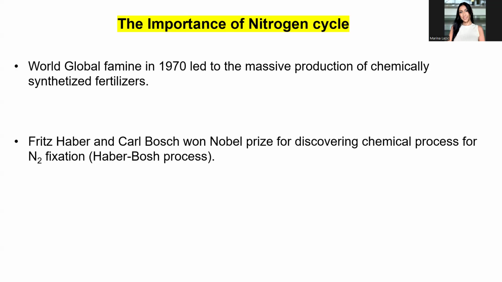Now, why the nitrogen cycle is important. It all started back in the early 1900s, when those two guys, Haber and Bosch, discovered the chemical process for nitrogen fixation. That's when the massive production of chemical fertilizers started.